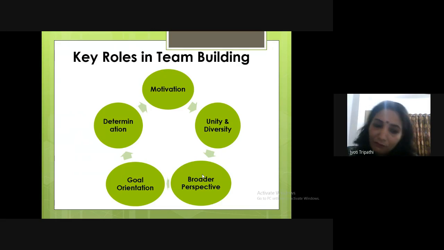Broader perspective, when team members are able to keep aside their own ego, their self opinions, perspectives, their own ideology about life, and mix themselves well with the ideology of the team. That is broader perspective. Keeping aside or working on the ego of one is not easy. We will again discuss the same in the coming slides. So these are the key roles of team building, which are determination, motivation, unity and diversity, goal orientation, and keeping the broader perspective. Ma'am, go ahead.